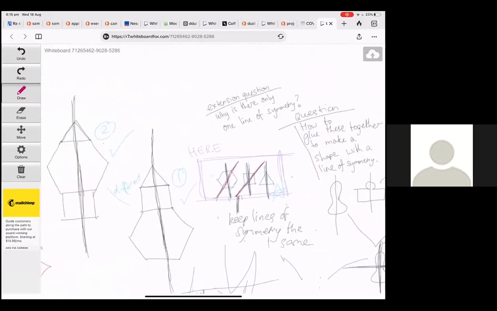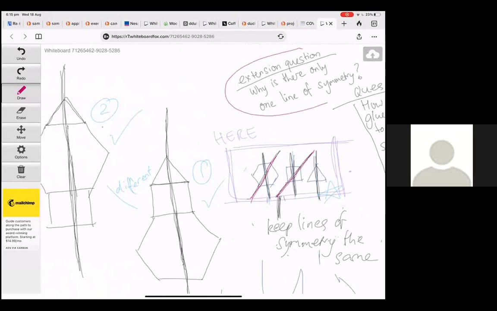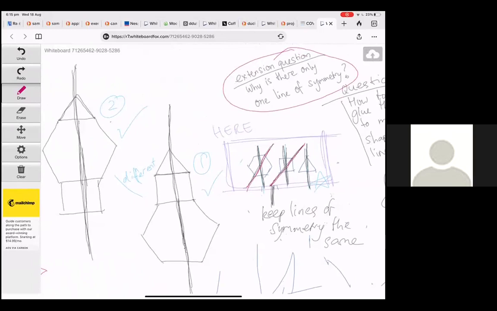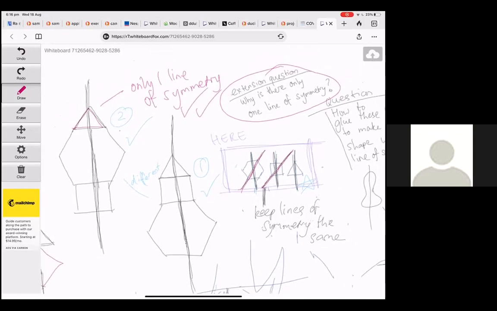Okay. So this extension question said, why is there only one line of symmetry? This is because the triangle has one line of symmetry. Yes, perfect. Since when we glue the shapes together, we need them to share lines of symmetry, there's only one line of symmetry that can be shared by all three shapes, because the triangle only has one line. Yeah. Okay, good. I answered it. Yay.